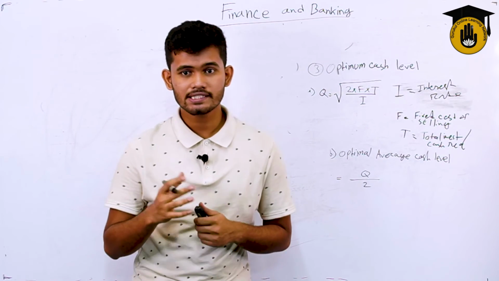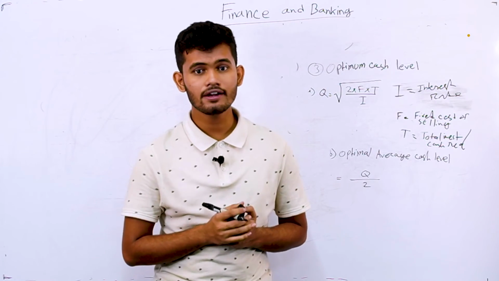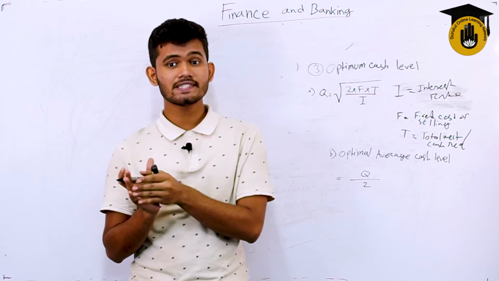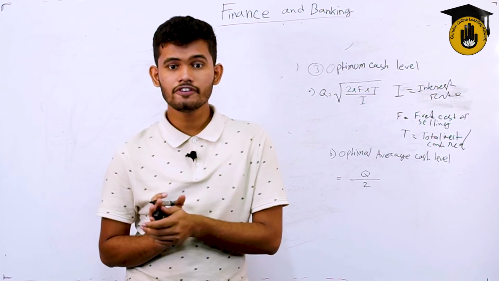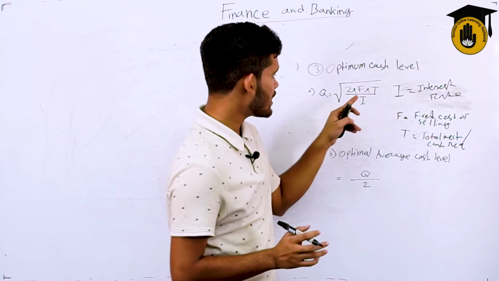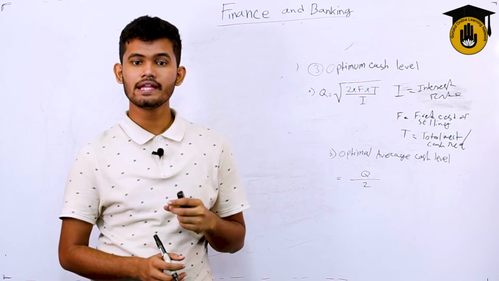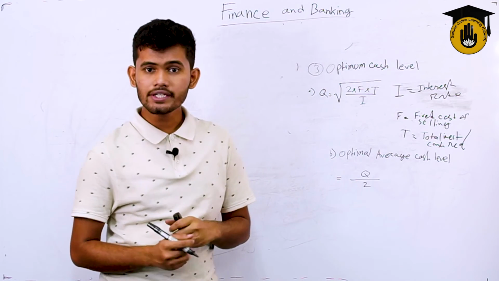Summit Company Limited estimates a cash requirement of maybe 2 million taka for a year. The opportunity interest is only 6% per annum. That means 6% every year. The transaction cost for borrowing that loan is 150. So 150 is our F, the fixed cost of selling. The total investment would be 2 million, and I is equal to 0.06.